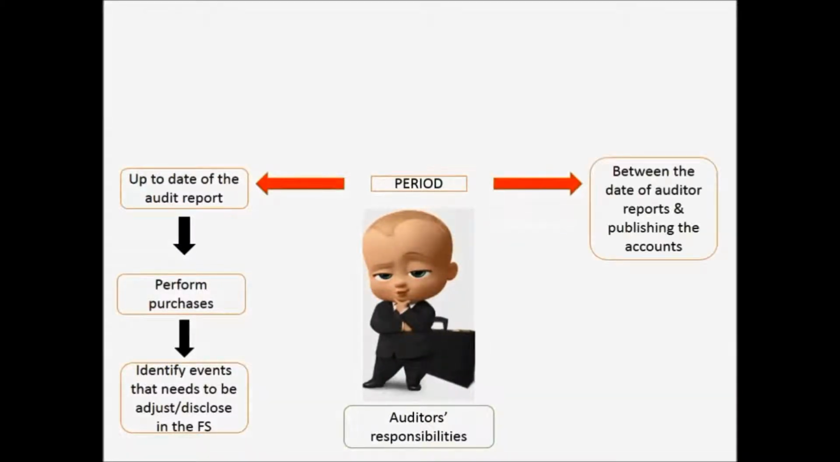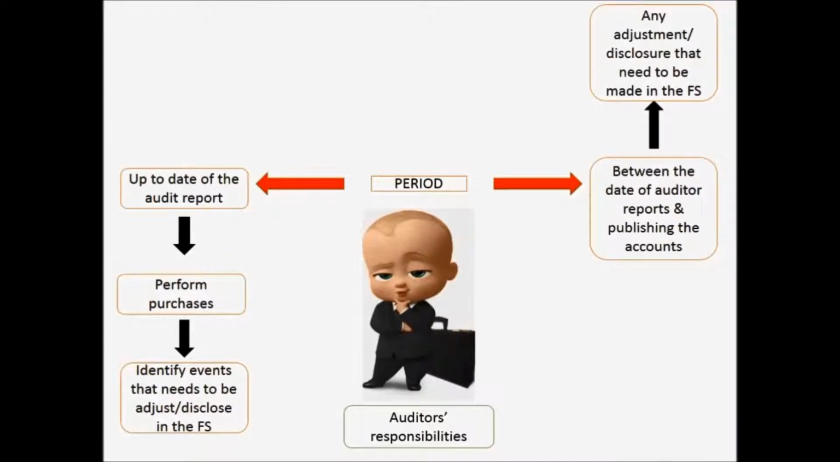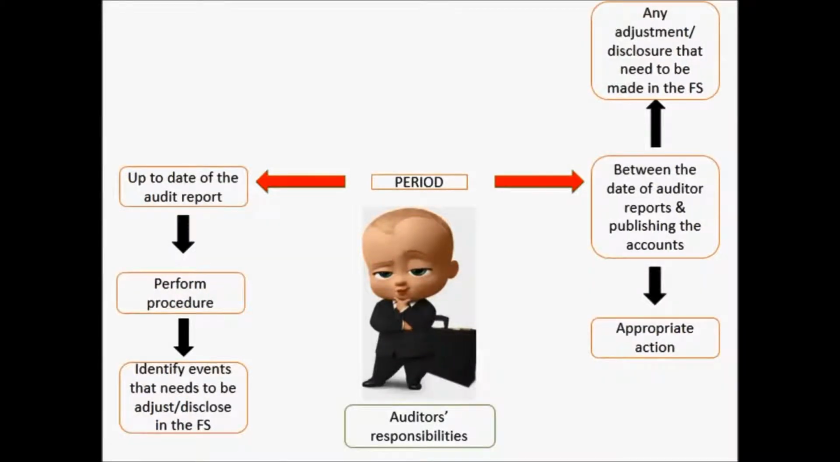The second period is between the date of the audit report and publishing the accounts. The auditors need to identify any adjustments or disclosures that need to be made in the financial statement, and they need to take any appropriate actions.